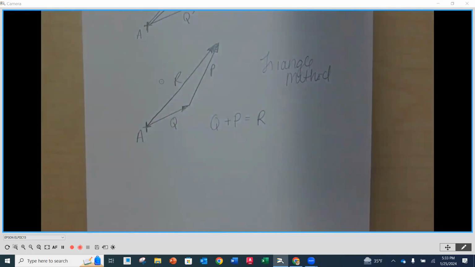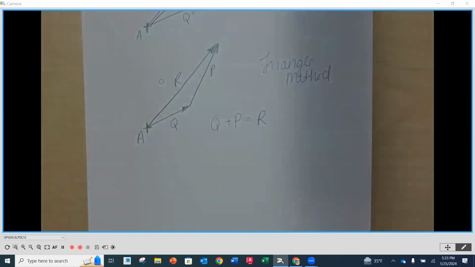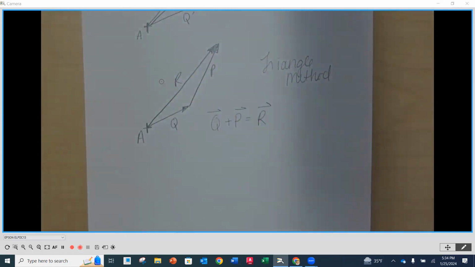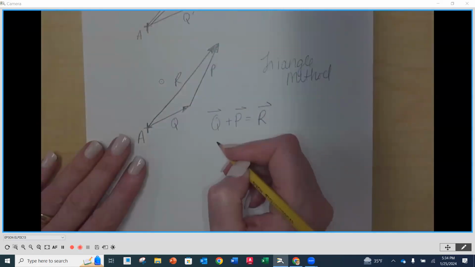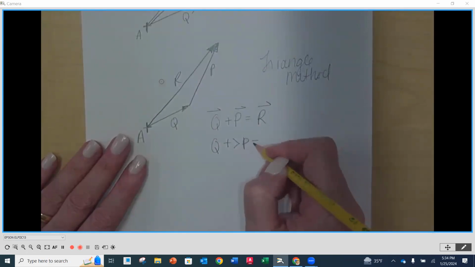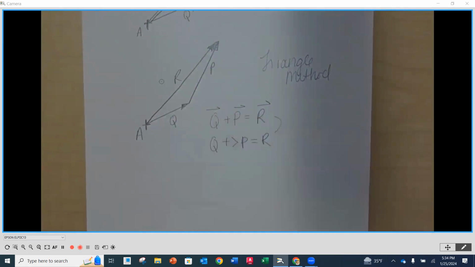Okay, now the key here is that I said vector equation. This is not an algebraic equation. So if Q is 40 units long and P is 60 units long, as you look here, will R, the resultant, be 100 units long? No, it's not an algebraic addition. It is a vector addition. So we need to differentiate it. And there's one of two ways that you'll see it happen. You can either put a vector symbol above each one of the variables, or in the operator, you can say Q plus with a greater than sign. This says that it's a vector addition, plus P is equal to R, okay? One of those two ways you need to show it. Most often you'll see me, if we're going to write the equations, I'll do it with the little symbol above, okay?